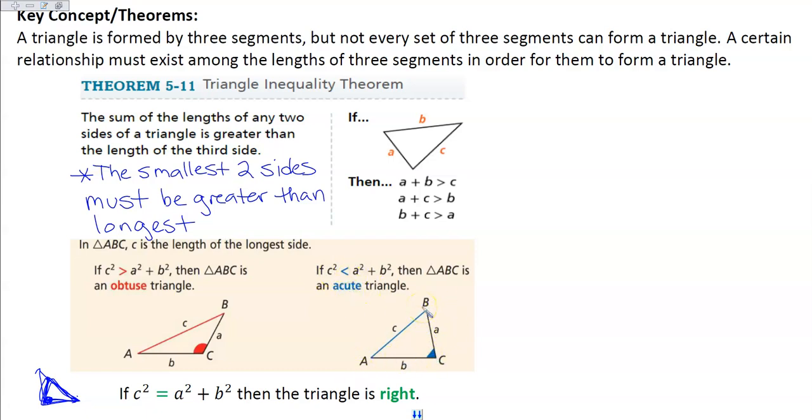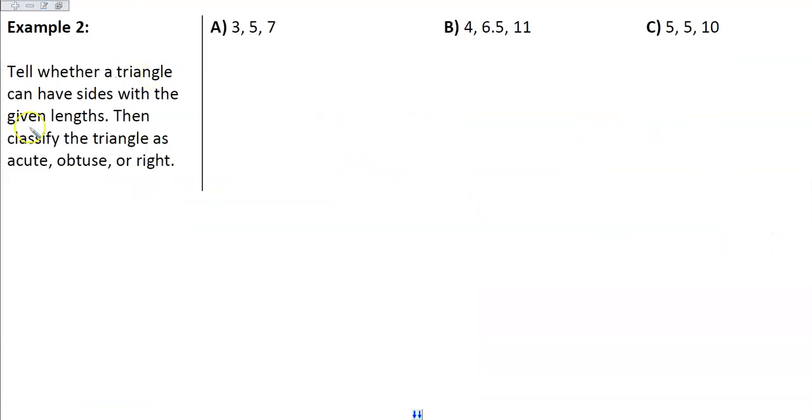So if C squared is small, then the angle across from it is smaller. So this is kind of where we tie into the last one. All right, so let's take a look at some examples here. First things first, I want to know whether or not these work as triangles. A triangle cannot be acute, obtuse, or right if it doesn't even exist in the first place.